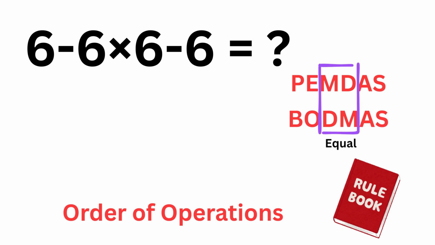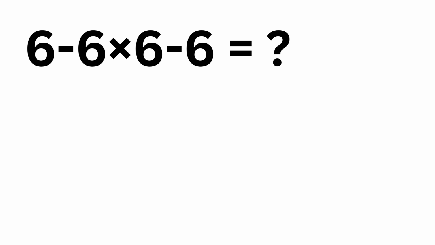Remember that multiplication and division have equal priority, and we have to work from left to right. And the same applies to addition and subtraction. So here, we first do multiplication and then subtraction.